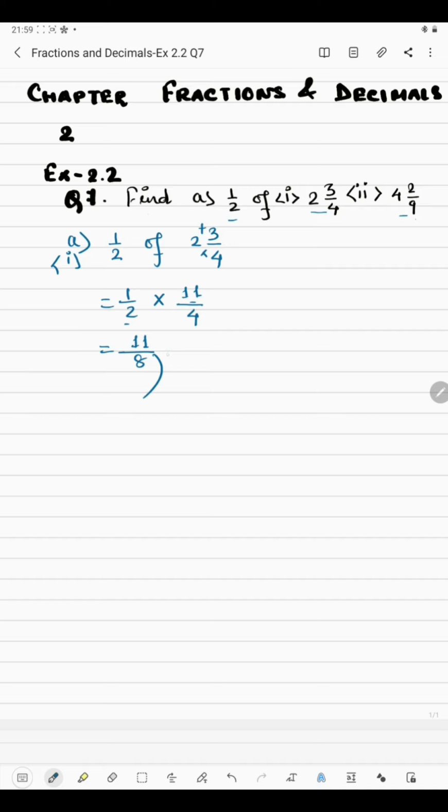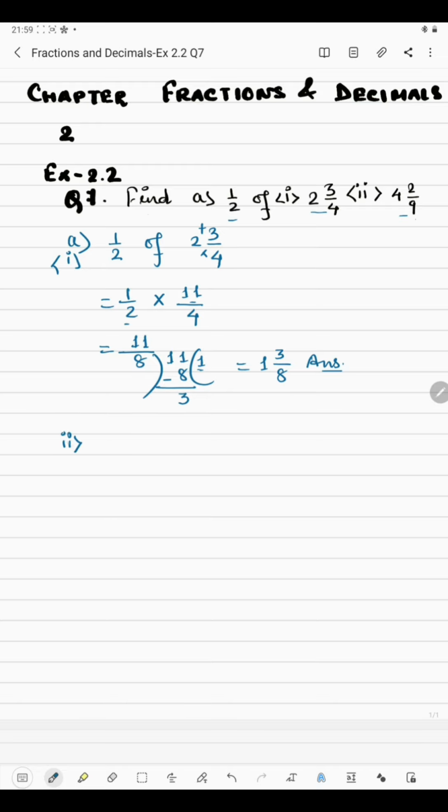Now we have got an improper fraction, so convert it into a mixed fraction. So 8 1s are 8, the remainder is 3. So write the quotient first, then the remainder up and the divisor down. So the answer of the first part is 1 3 by 8.